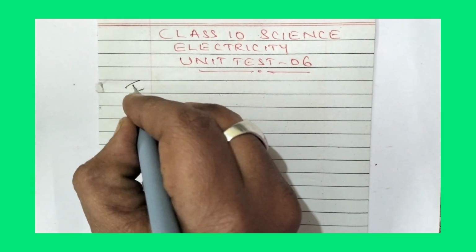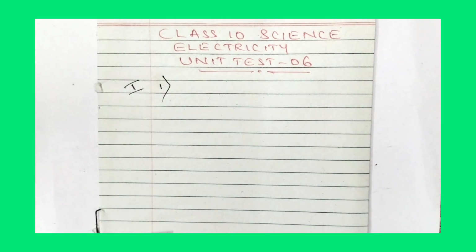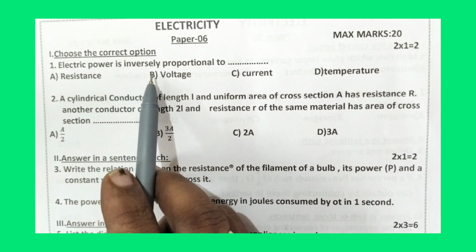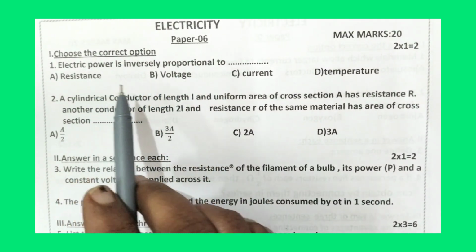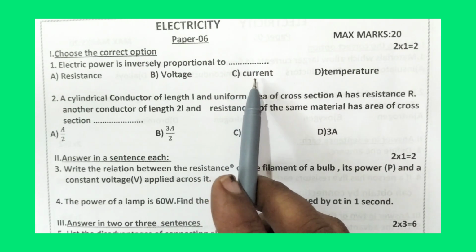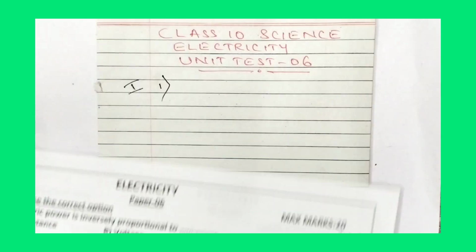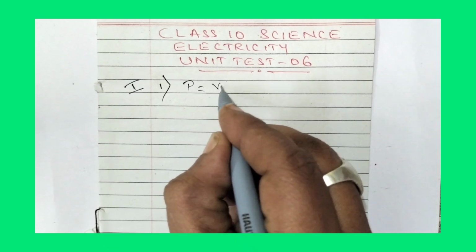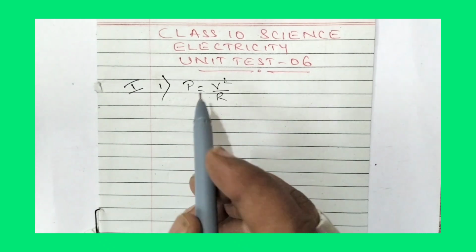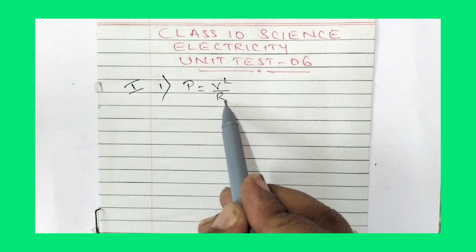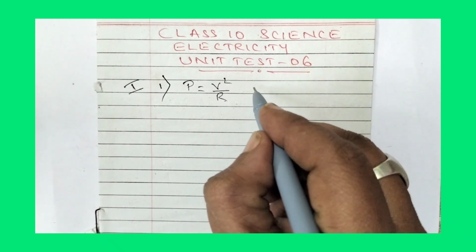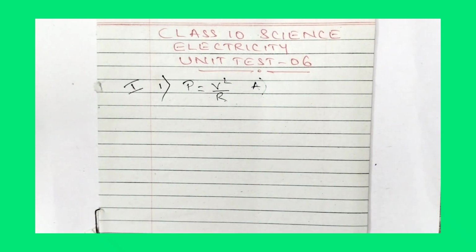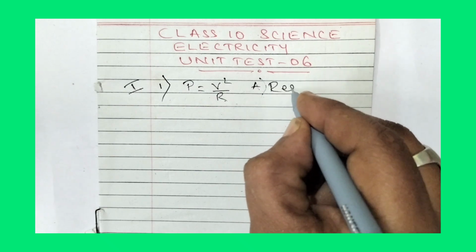The first question of unit test paper 6 is: electric power is inversely proportional to resistance, voltage, current or temperature. So we will write the formula P is equal to V square by R, that is, power is inversely proportional to resistance. So the right answer is option A, resistance.